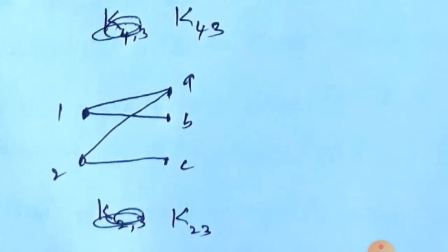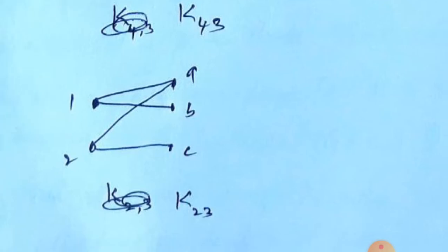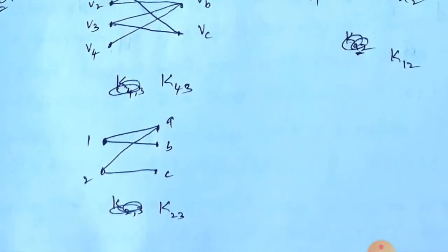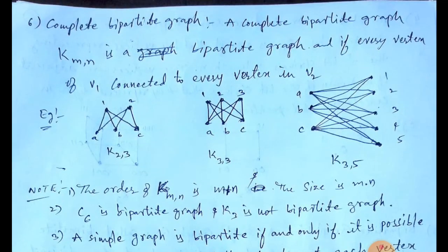Now K23 represents like this. In K23, the first set has 2 vertices, the second set has 3 vertices, total number of vertices 5. Now observe from vertex 1 there is an edge to another set of vertices. Similarly, from vertex 2 there is an edge to the other set of vertices. We call it K2,3. So this is called a bipartite graph. And in the next one we will see the complete bipartite graph.